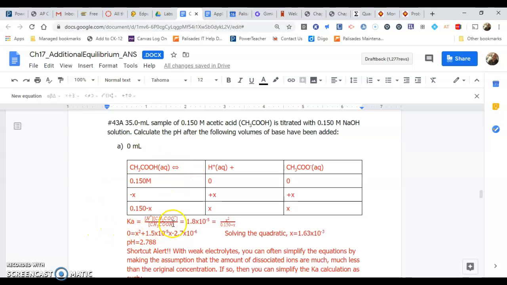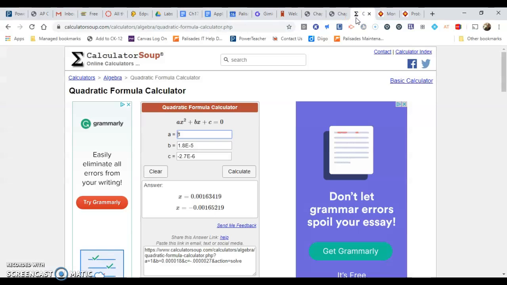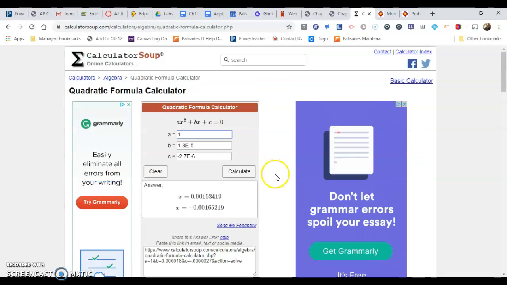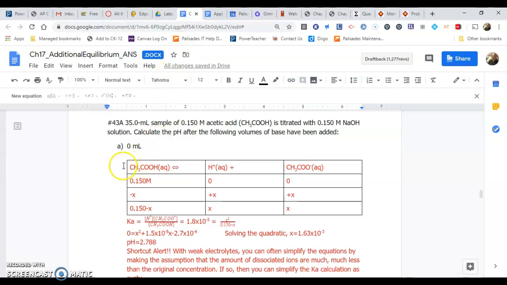And so when I do that calculation, right, I get a quadratic, and I solve my quadratic, and I get X equals 1.63 times 10 to the minus third. By the way, just so you know, I'm not actually solving quadratics. I'm using a quadratic formula calculator on the internet. You can do this on your calculator, right? Because there's no real need to memorize the quadratic equation. I mean, you can always just look it up. I just Googled a quadratic formula calculator, and that came up. So just do that, okay? And anyway, then my pH is 2.788. That's what I get when I do this calculation, right?